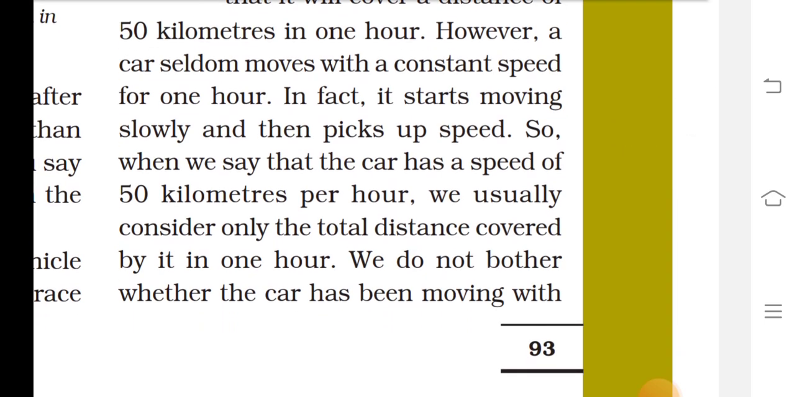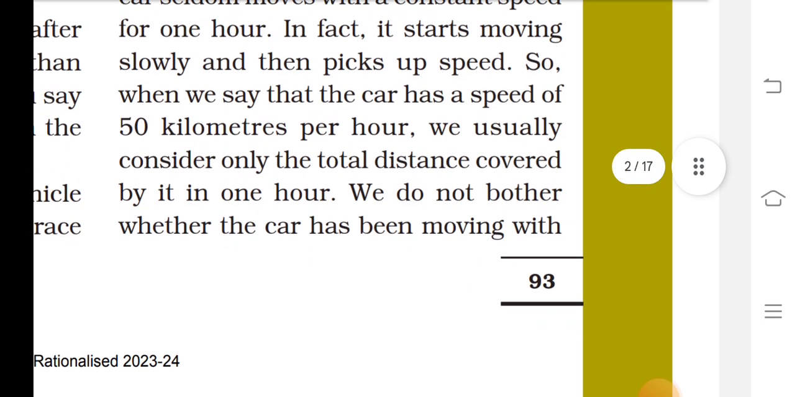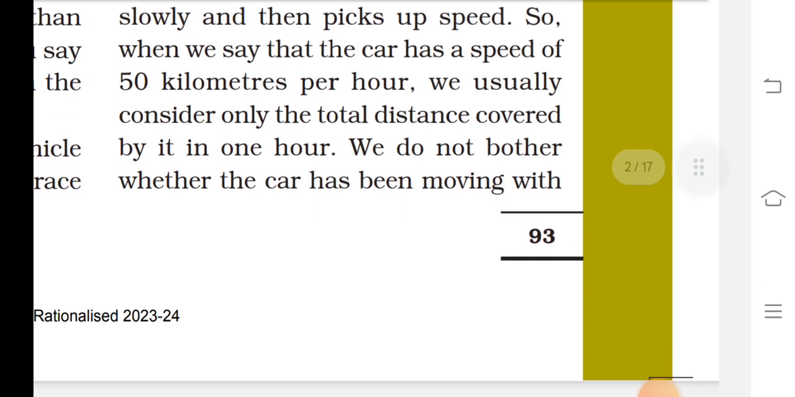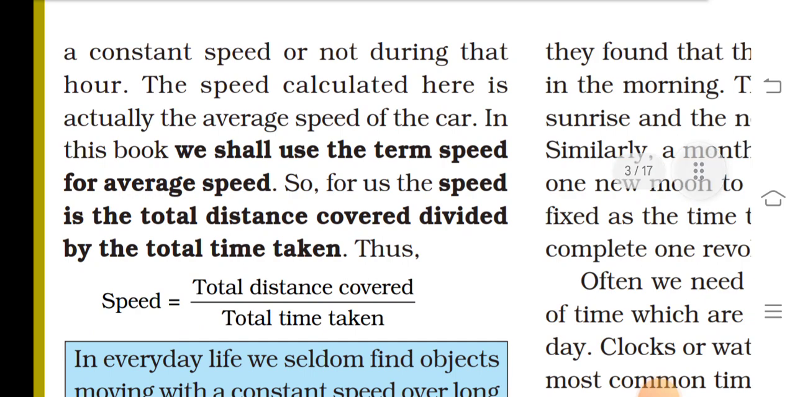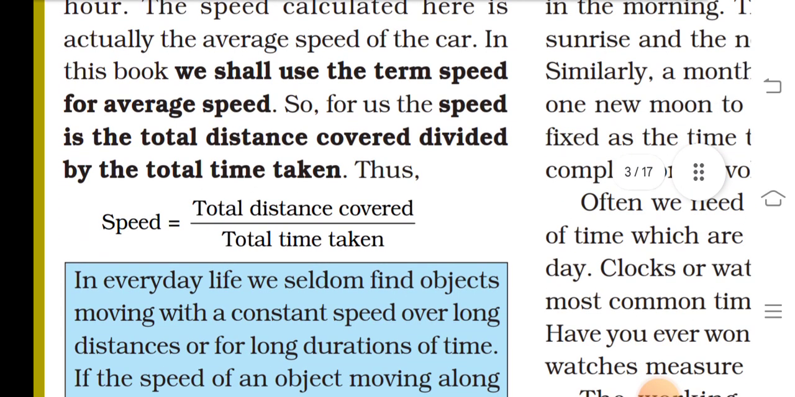However, a car seldom moves with a constant speed for 1 hour. In effect, it starts moving slowly, then picks up speed. So, when we say that the car has a speed of 50 kilometers per hour, we usually consider only the total distance covered by it in 1 hour. We do not bother whether the car has been moving with a constant speed during that hour. The speed calculated here is actually the average speed of the car. In this book, we shall use the term speed for average speed.